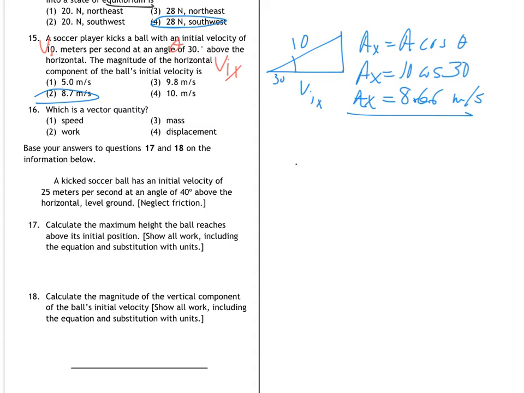Number 16 just asks which is a vector quantity, and a vector has to include direction, so it cannot be speed.